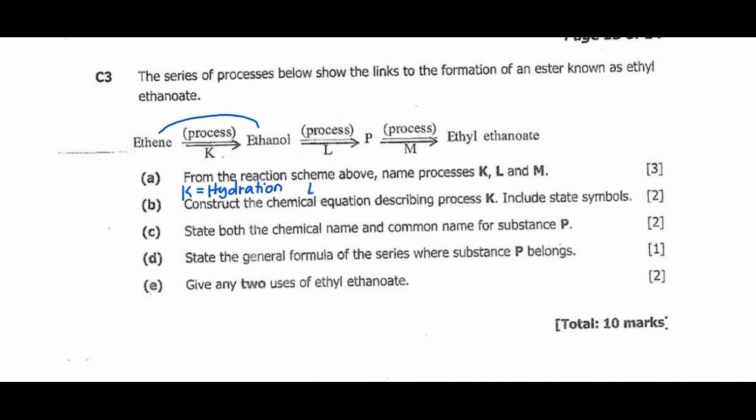Then we go to L. L is showing us that we are moving from ethanol to ethanoic acid. So this should be oxidation. Then M is giving us, from ethanoic acid, which is an acid, to an ester. This should be esterification.